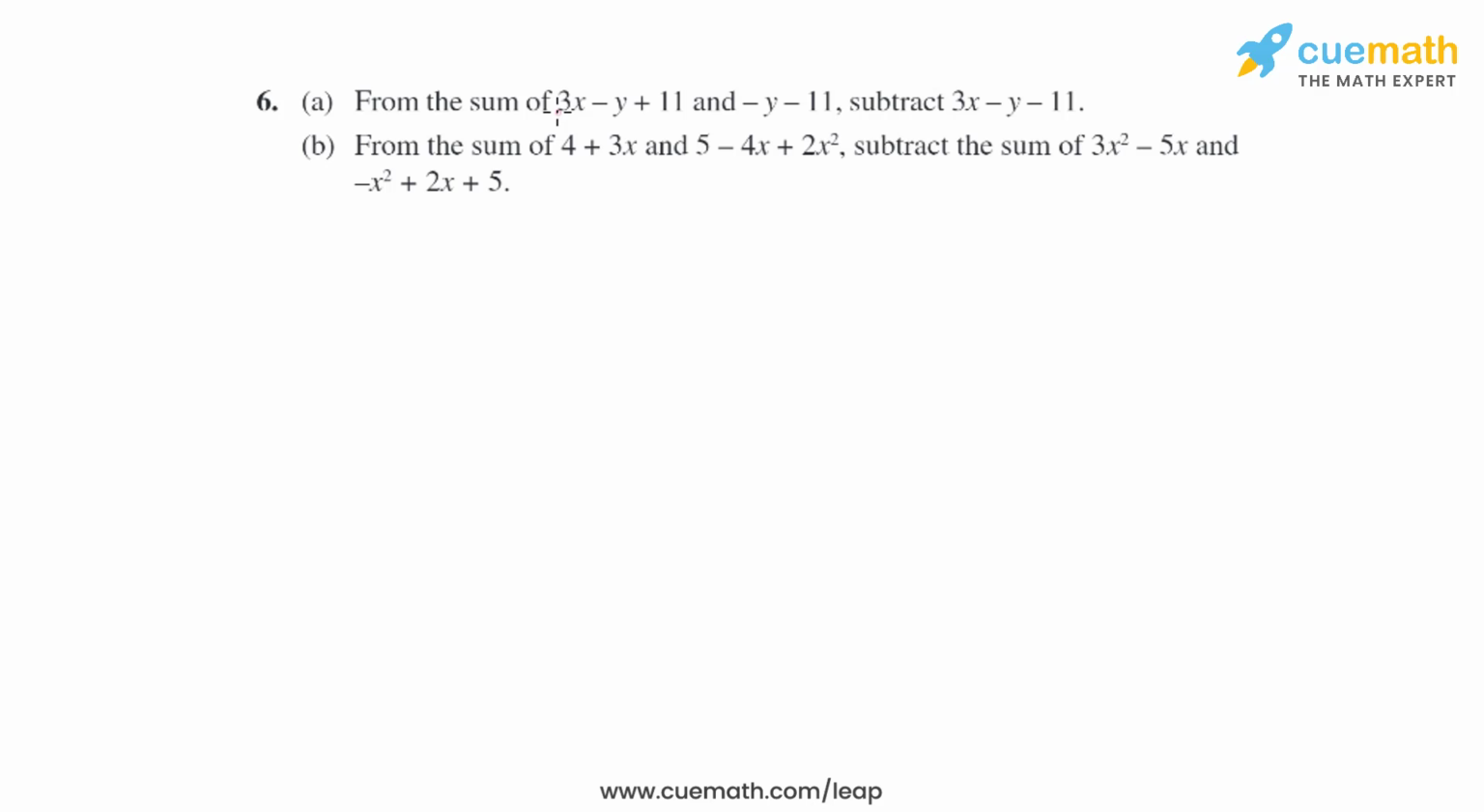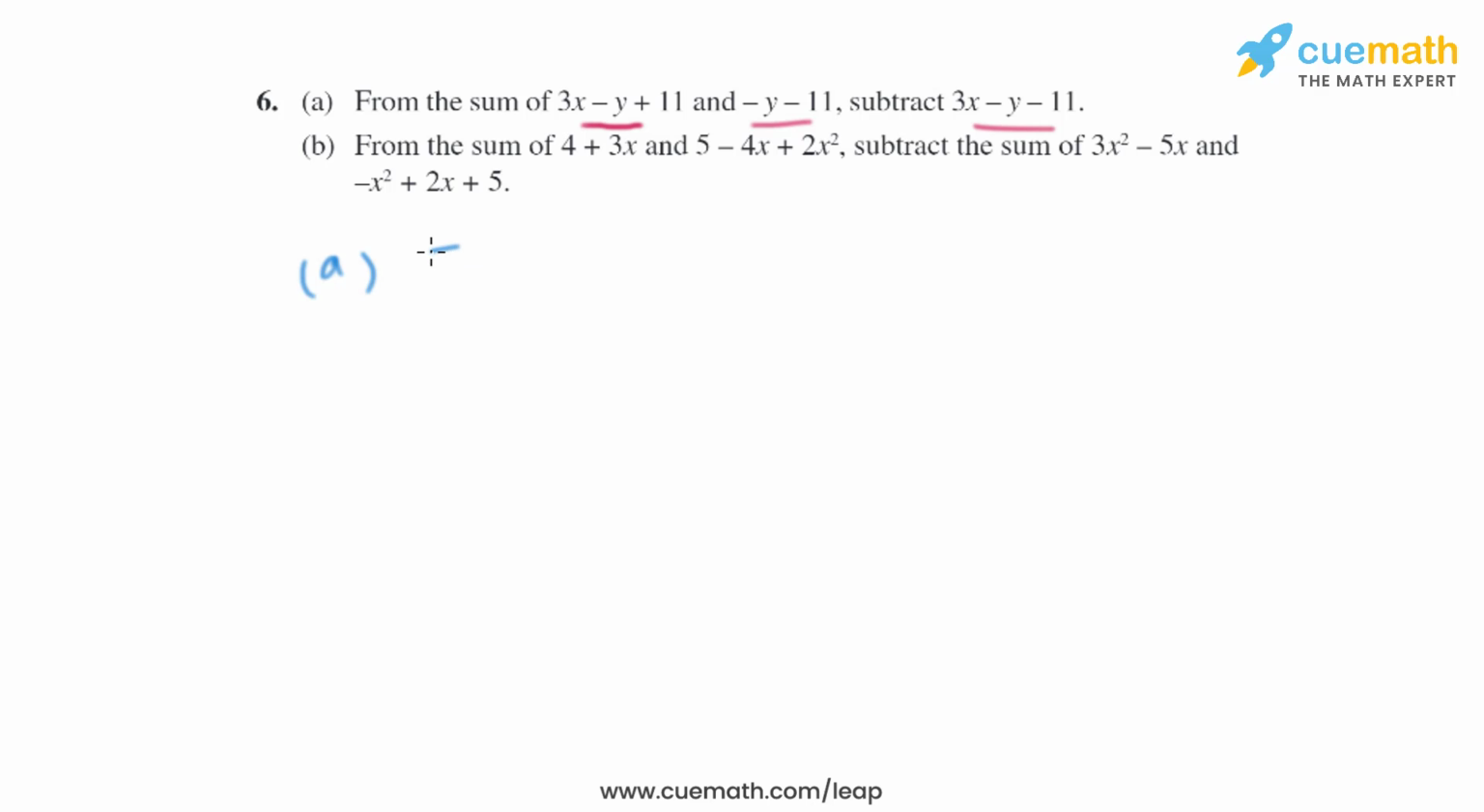Question 6 of this exercise has two parts in it. The first part says: from the sum of 3x minus y plus 11 and minus y minus 11, subtract 3x minus y minus 11. So sum means add. So basically we are going to add these two, and whatever we get, we have to subtract this. So let's start with A part.